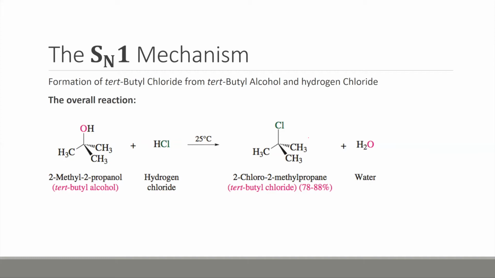Here is an example. We're looking at tert-butyl chloride. That's the common name for it. It's also 2-methyl-2-propanol. This is the same reaction I showed previously. This is a tertiary alcohol, and its reaction with hydrogen chloride. So remember, tertiaries can react with HCl. Under some normal conditions, no heat, and we're going to make tert-butyl chloride, or 2-chloro-2-methylpropane, and water.